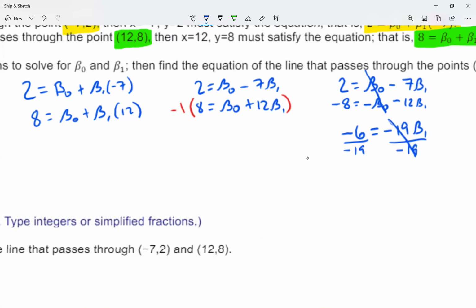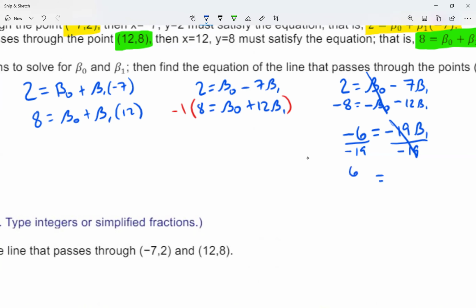Remember I said don't be afraid of fractions. So let's see here. Signs, negative divided by negative, it's positive. 6 over 19. Think about simplifying. Can I simplify my fractions? Is there a number that goes into 6 and it also goes into 19? No. Okay, so I cannot simplify, but do simplify if possible. So I'm going to say 6 over 19 is equal to beta 1. Positive, right? Because negative divided by negative is positive. Good. So I solve for beta 1.